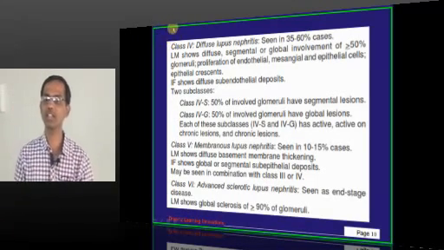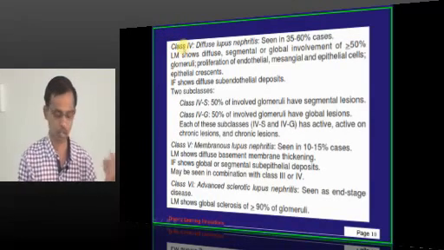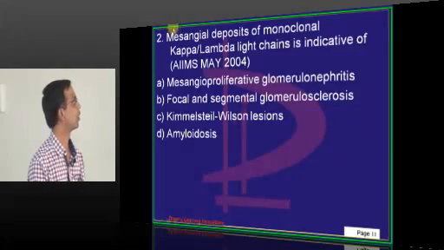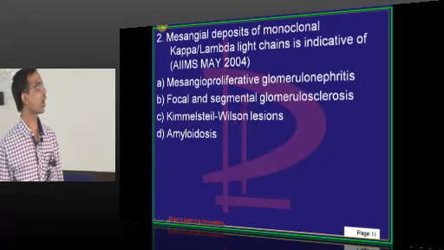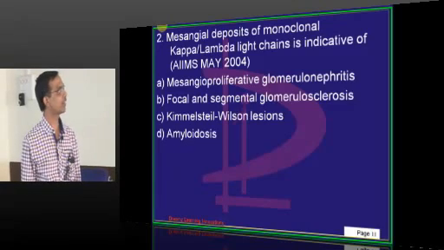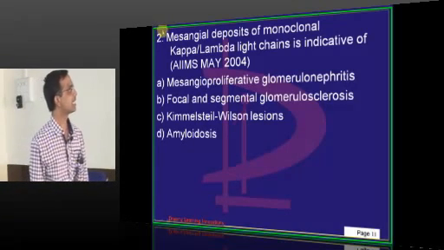This class 4, that is diffuse involvement, is called wireloop lesions. So, the question was wireloop lesions, that is class 4 SLE. Okay. Mesangial deposits of monoclonal kappa or lambda light chains is indicative of mesangial-proliferative glomerulonephritis, focal and segmental glomerulosclerosis, Kimmelstiel-Wilson lesions, amyloidosis.